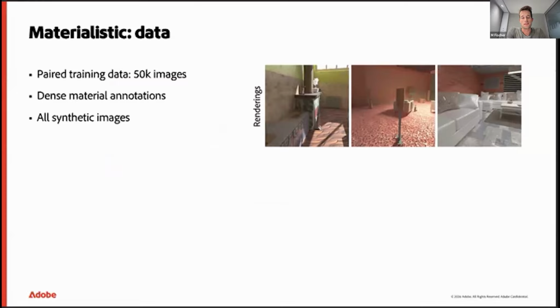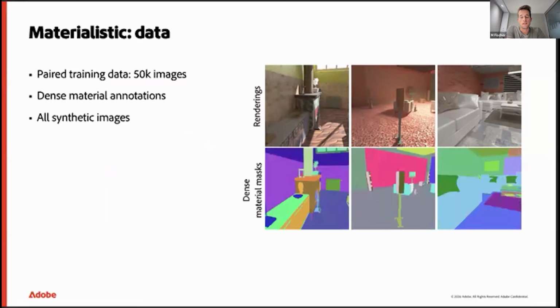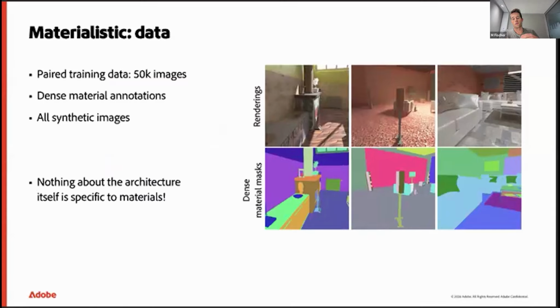So this was trained on 50,000 images. They were all rendered, all synthetic images. So those come out of Blender. And the cool thing, if you have synthetic images, you can render dense material masks, right? So you have control over the scene and you can have per pixel annotations. And actually, if you think back to what I presented about the architecture a second ago, nothing about that architecture is specific to materials. It's a purely data-driven learning task.